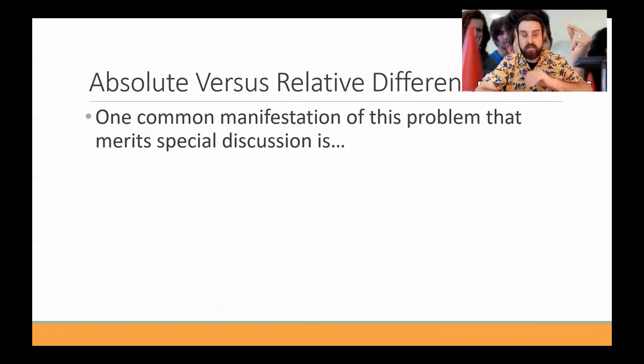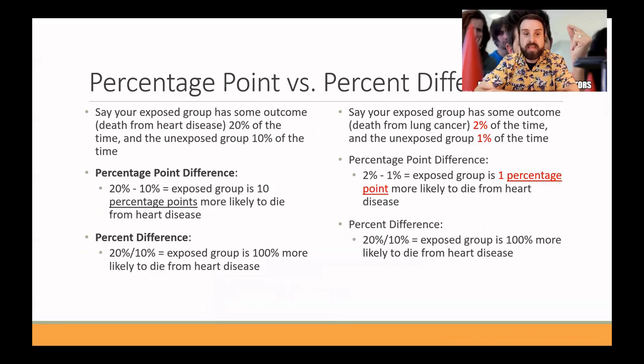So be aware. One common manifestation of this problem is percentage points versus percent differences. This is another thing you need to be on the lookout for, especially when dealing with proportions. A percentage point difference would be like saying 20% minus 10%, and then saying the exposed group is 10 percentage points more likely to die from heart disease. But you may also see somebody create a relative measure and calculate a percent difference, which would be 20% divided by 10%, and they'll say the exposed group is 100% more likely to die from heart disease because their risk is doubled.